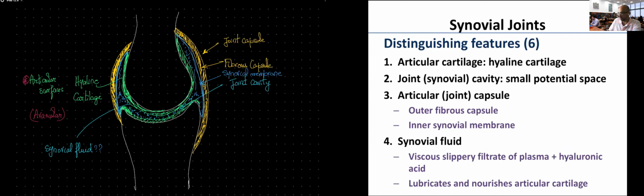It's viscous, it's slippery, so it allows the lubrication and reduces the friction exactly between those articular surfaces. Also, remember, cartilage is avascular. So where will it get its nutrients and oxygen from? It is going to get its nutrients and oxygen from the bone from one side and from the synovial fluid from the other side. So it lubricates and it's nourishing the articular cartilage. It reduces friction, and it supplies the cartilage with the nutrients it needs, as the cartilage, again, is avascular. It doesn't have blood vessels in it.